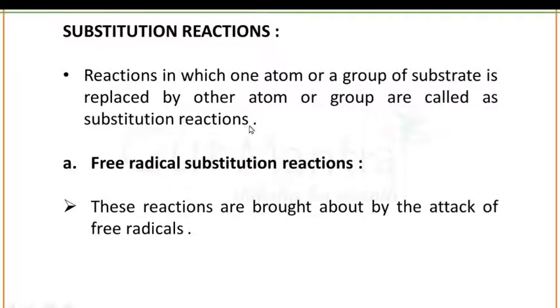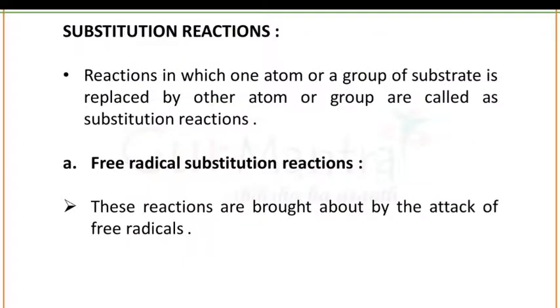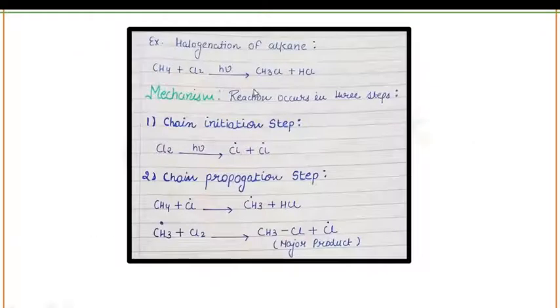In nature we have 2 kinds of substitution reaction. Number 1, free radical substitution reaction, and number 2, nucleophilic substitution reaction. So what are free radical substitution reactions? The reactions which are brought about by the attack of free radicals. For example, halogenation of alkane. This is a very famous example of this kind of free radical substitution reaction.